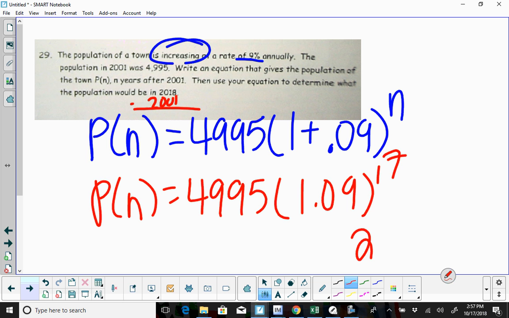21,616. And we are talking about population, so we'll just drop it off. You don't round up, even though it is a 0.5. You don't count partial people.